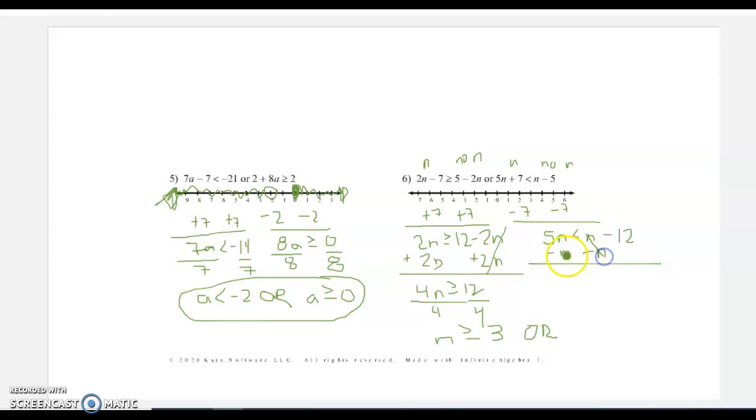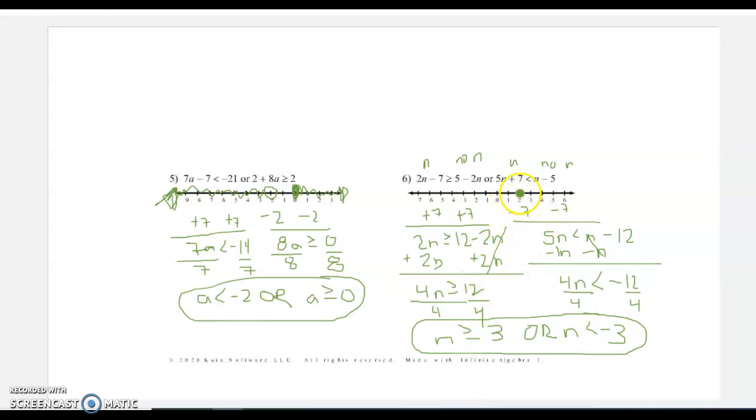Remember, when there's not a number in front, there's an invisible 1. So 5n minus n is like 5n minus 1n, which is 4n, is less than, don't lose your negative over here, we have negative 12. So the negative 12 divided by 4 gives us n is less than negative 3. So there's our "or" compound inequality.